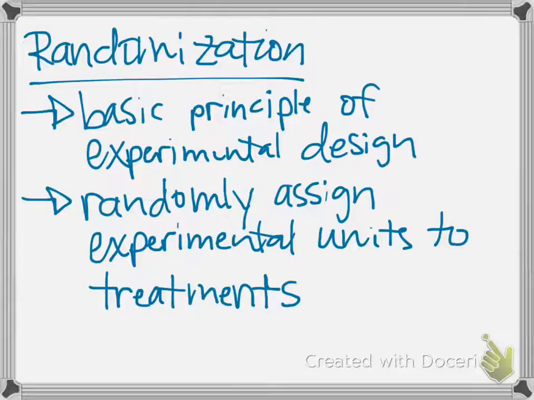Of course, if there are 3 experimental units and 20 seeds, that wouldn't work out so well. Let's say there's 21 seeds. That'll work better. And again, we just want to randomly assign them using whatever random number assignment technique that we want to use.